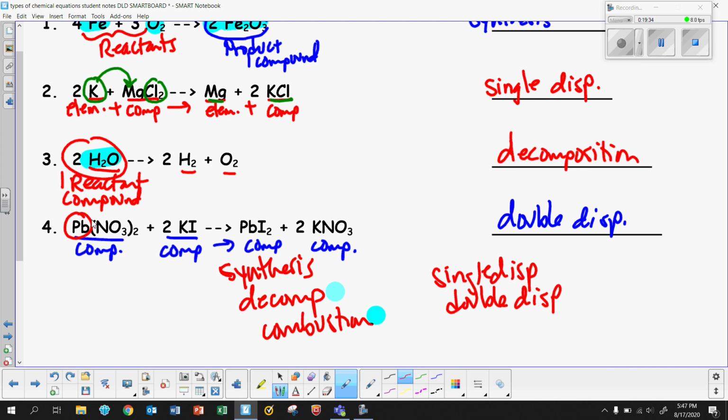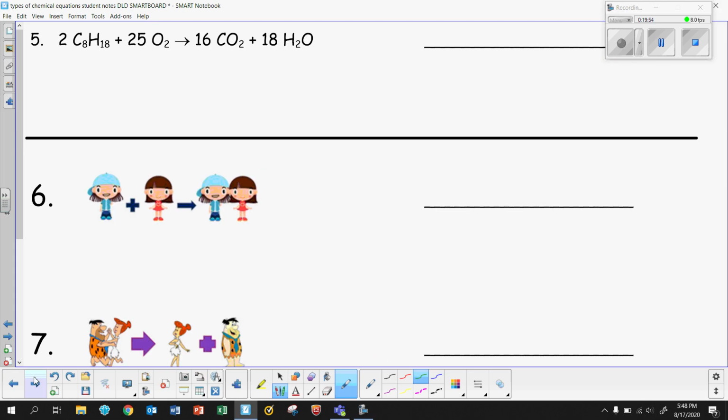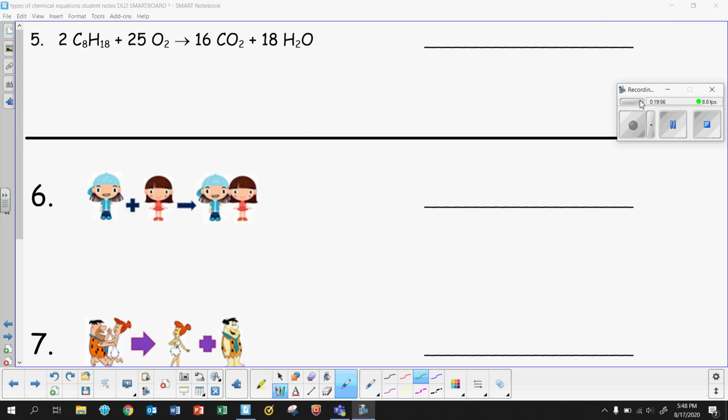The lead switched places with the potassium so it could attach to the iodine. See over here we have the Pb and the I together, which meant that the NO3 and the K could be together on the other side. So 2 elements actually switch places, hence double. Double is 2. Okay. Let's take a look at number 5, the last one I'll do with you. All right, what type do we think number 5 is?